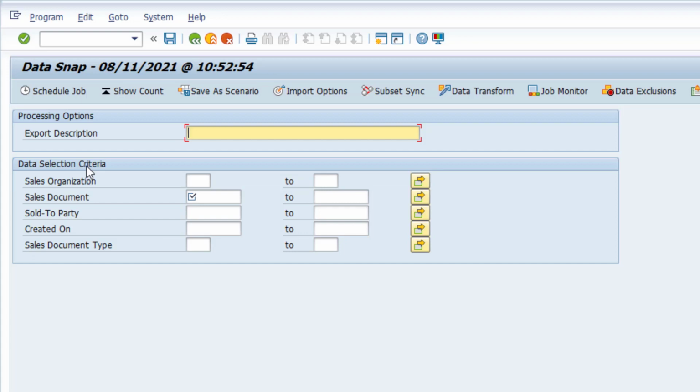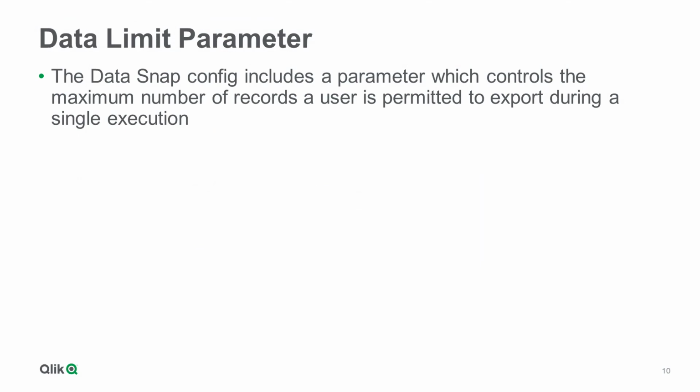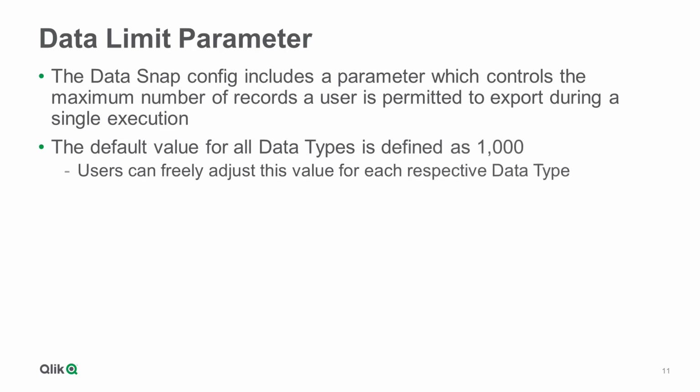I'll now share details about an important parameter that is part of this config. The DataSnap config includes a parameter named Data Limit. It controls the maximum number of records that a user is permitted to export during a single execution. The default value is defined as 1000 for all data types, which are delivered standard by Qlik. Users are free to adjust this value accordingly for each respective data type according to the organization's requirements. The reason 1000 is used as the default is because the Qlik team feels this number is large enough for most use cases, and yet this number is not so large as to cause performance issues in sensitive systems such as prod.